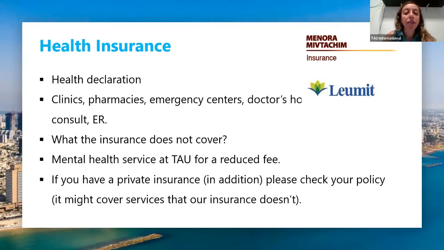And as I said, if you have any private insurance, if you have insurance from your home school or any other insurance, check your policy and see, it might cover a few of the things that our insurance doesn't. Just make sure that if you have a private insurance, check with them to see with which clinic they're working here, because it might not be Leumit, it might be another clinic for the other insurance. So just make sure you know who to call if you have something related to your other private insurance, if you have one.